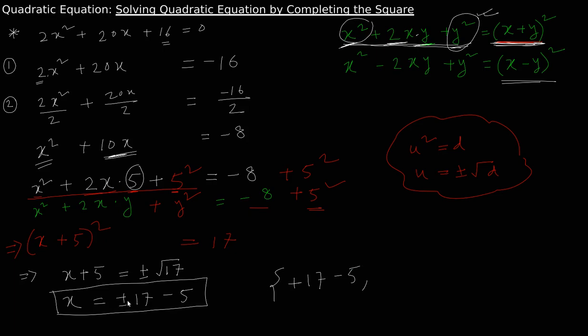Oh sorry, here I need to put square root of 17. And what is the other answer? Negative square root of 17, negative 5. So these are our two solutions for this particular problem. So this is the way to solve a quadratic equation by completing the square.